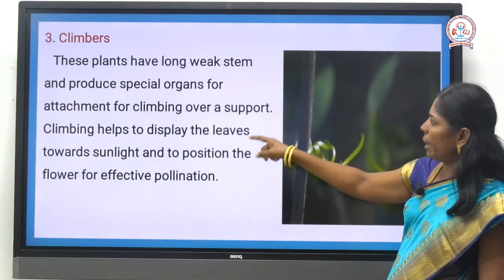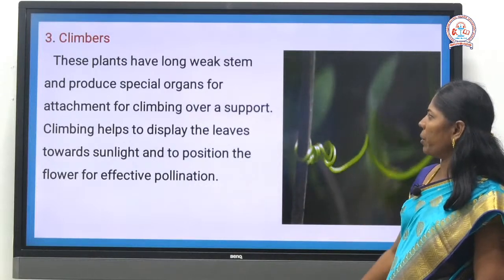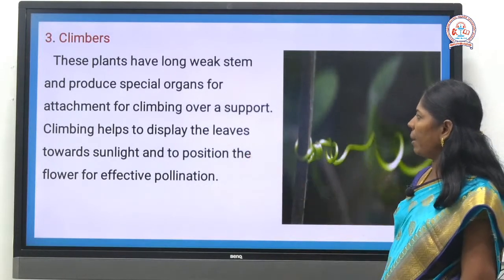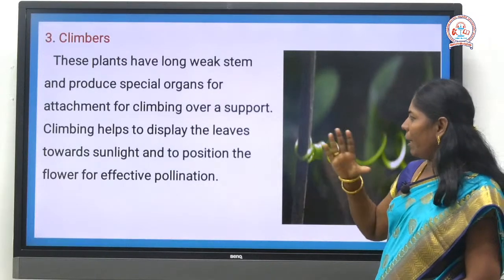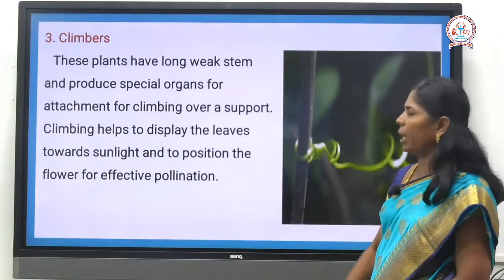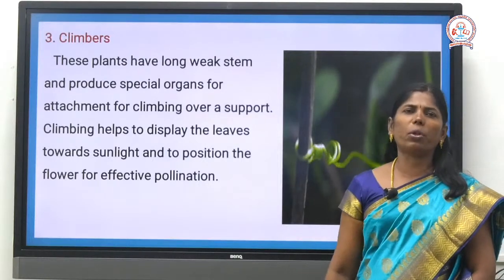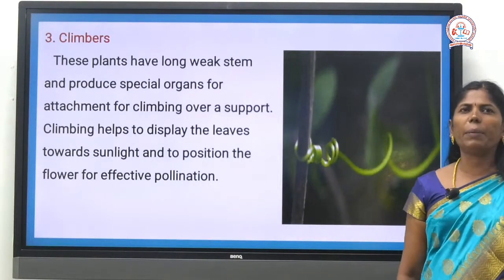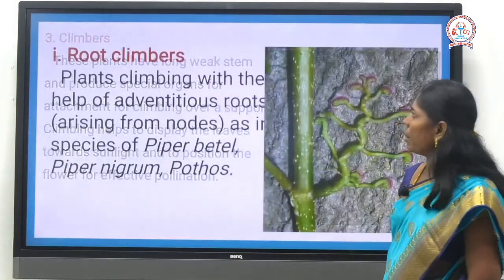These plants are attached to the neighbor thing. Actually, climbers exist to display the leaves towards the sunlight and to position the flowers for effective pollination. So they keep climbing towards wherever the sunlight is. They move towards the light, so they are phototropic in nature. Phototropic means they go towards wherever the sunlight is, so we say they are phototropic in nature. Okay? There are many examples of climbers, you can see them one by one.